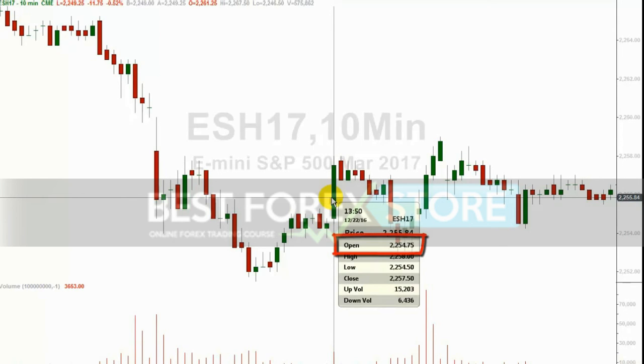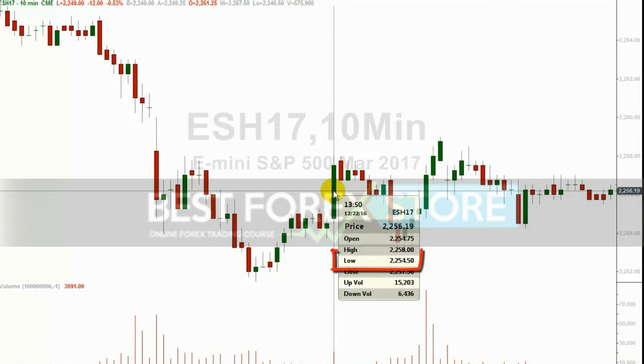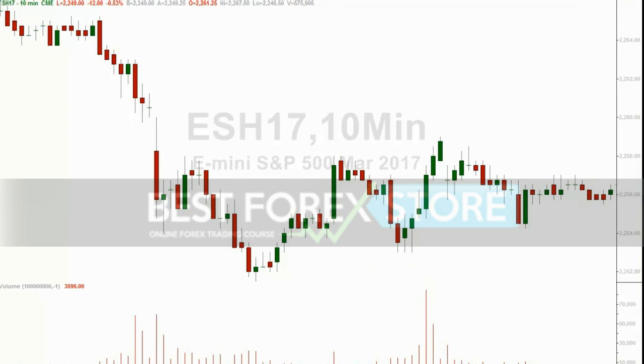One more time, represented by 22.5475. The bottom of the candle, the tail low or the wick low, is represented by 22.5450. So those are the components of the candle, and we don't have to make it any more complicated than that. That's the entire list of components of the candle that we need to know for this course going forward.